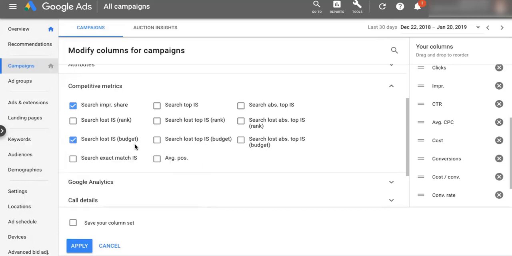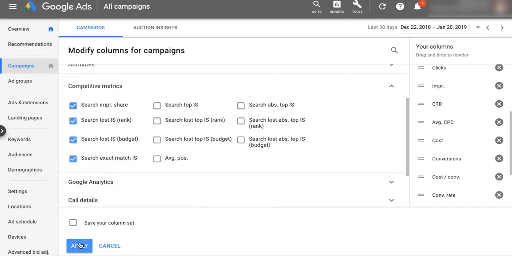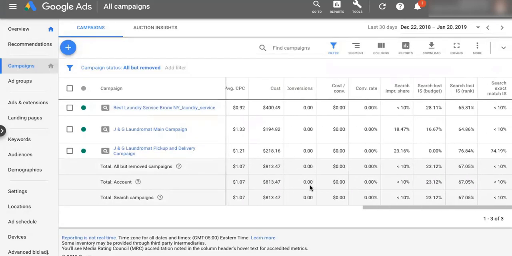And then the one above it, search loss due to rank, and then the search exact match impression share, like that one, right at the bottom, underneath. There we go. Oh, perfect. Yeah, my bad. And apply this? Yeah. Okay, so if you scroll across, you'll find these new columns.